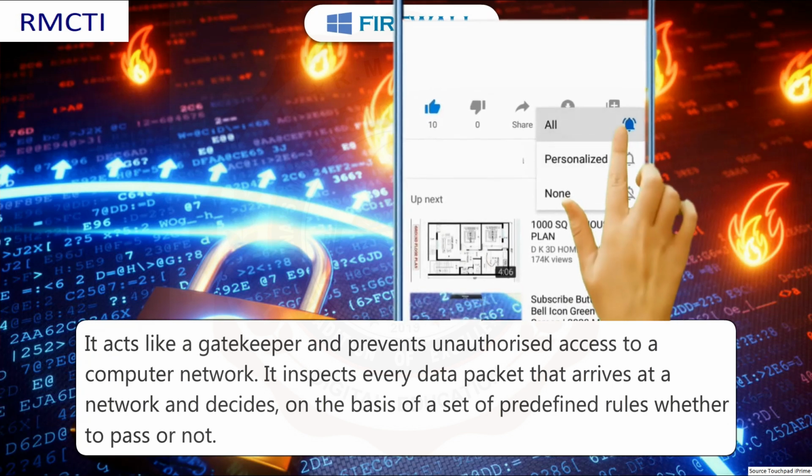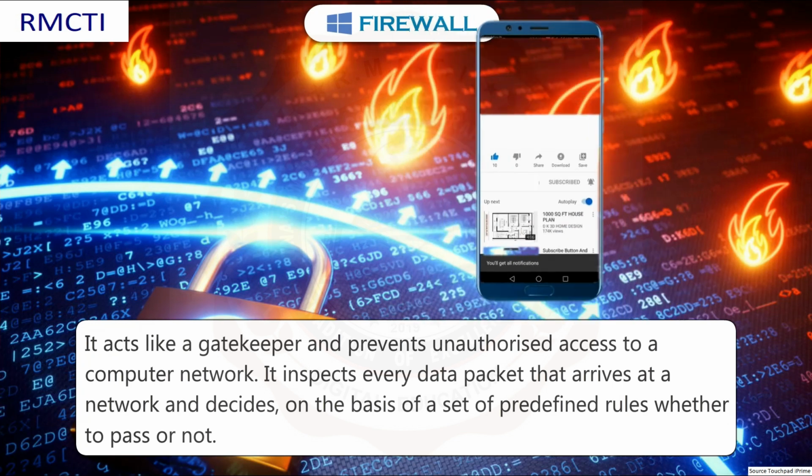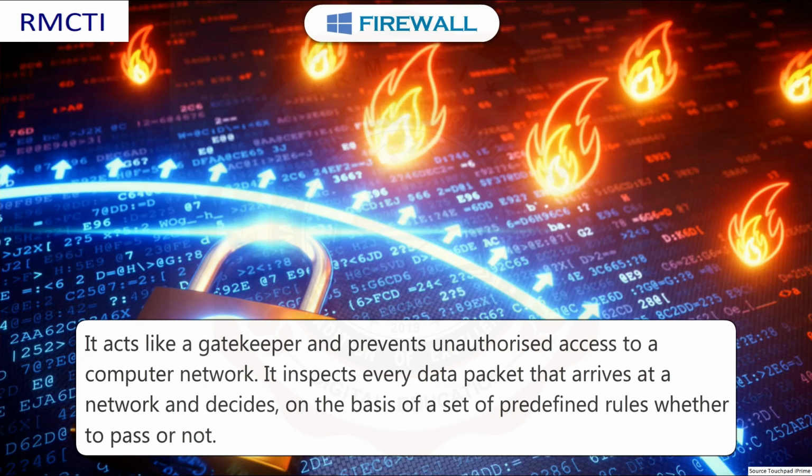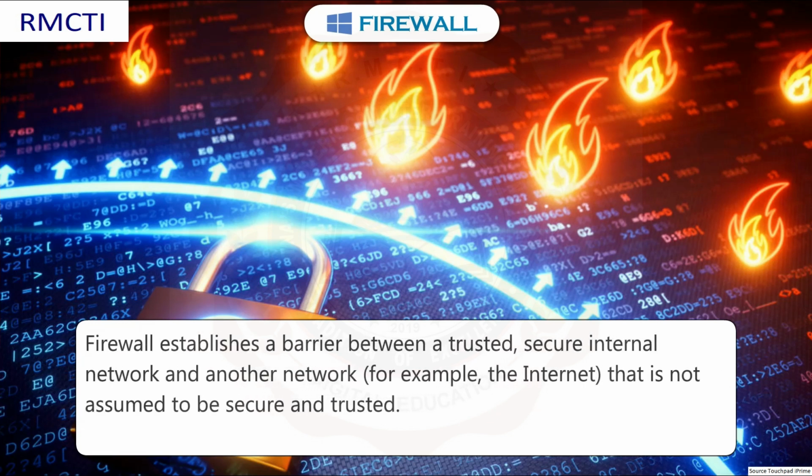It inspects every data packet that arrives at a network and decides, on the basis of a set of predefined rules, whether to pass it or not. Firewall establishes a barrier between a trusted, secure internal network and another network, for example the Internet, that is not assumed to be secure and trusted.